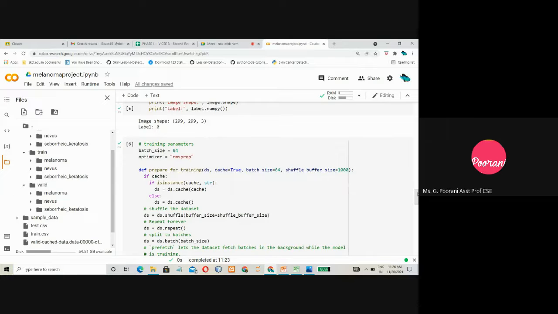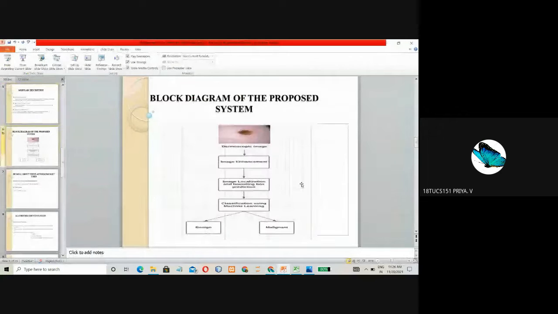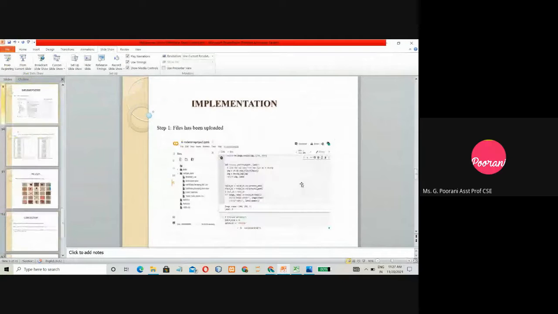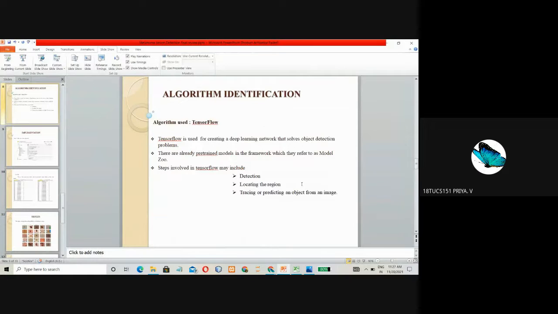Okay, just go to the slide. Yes, you have to make some changes in this. Have you shown this to your guide ma'am? Yes, ma'am. She said okay. But you have to change some more things. Wait, let me tell you the changes. Just go up.